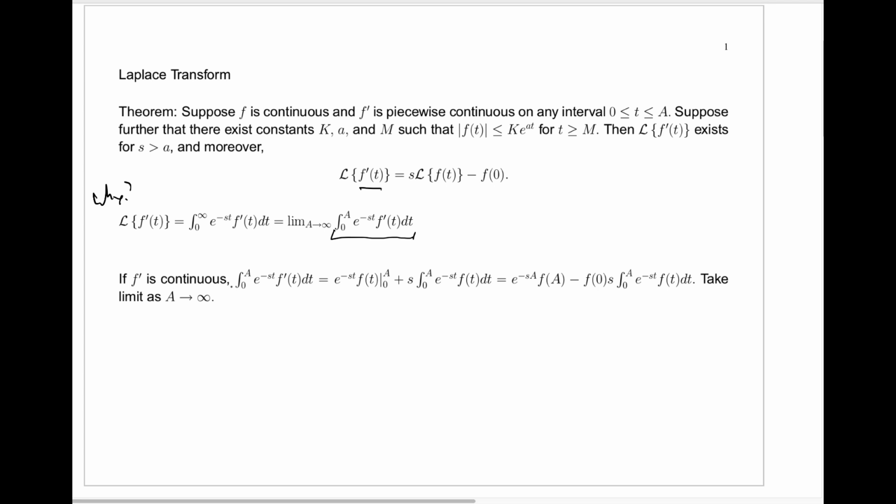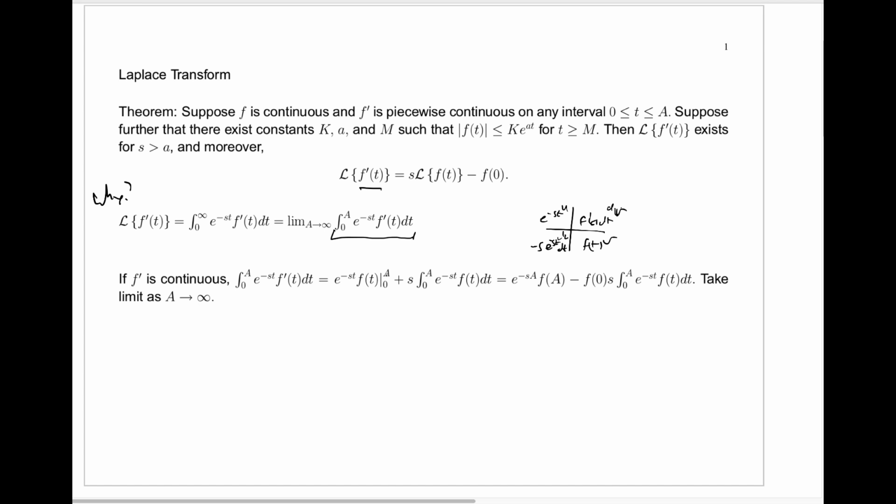We're going to use integration by parts. You might be used to writing a table here. When you're doing integration by parts, you have your u, dv, your du, and your v. We're going to differentiate e to the minus st to get minus s e to the minus st dt. Our dv will be f prime of t dt, so that our v is exactly f of t.